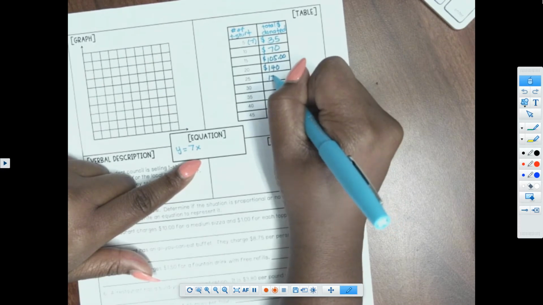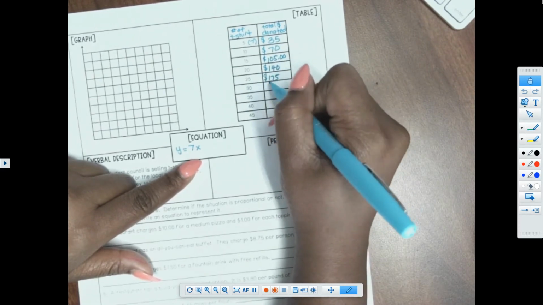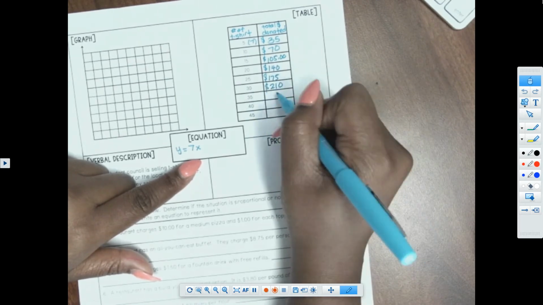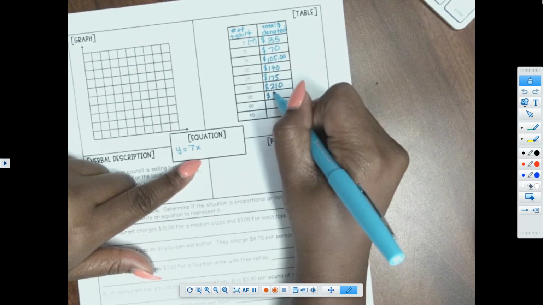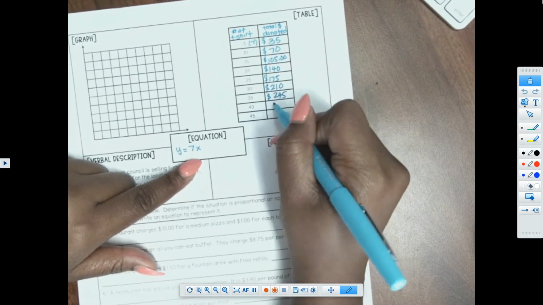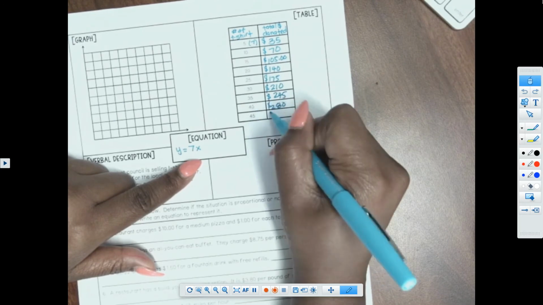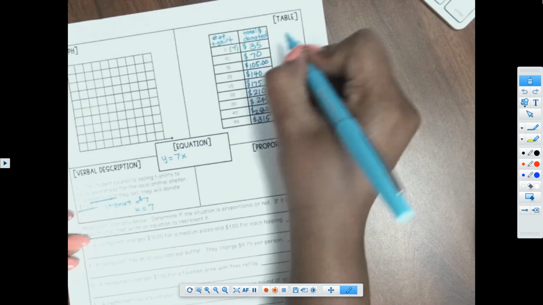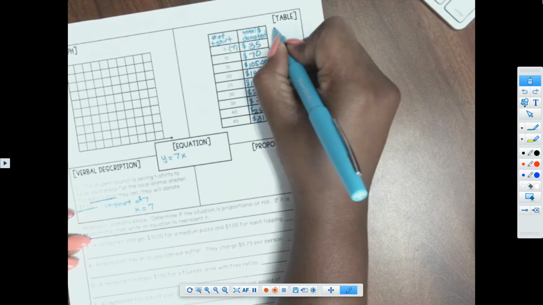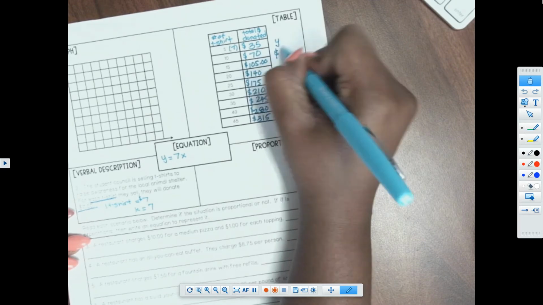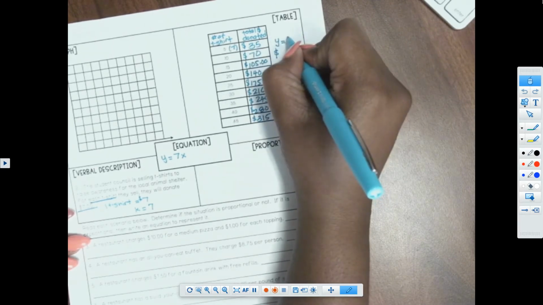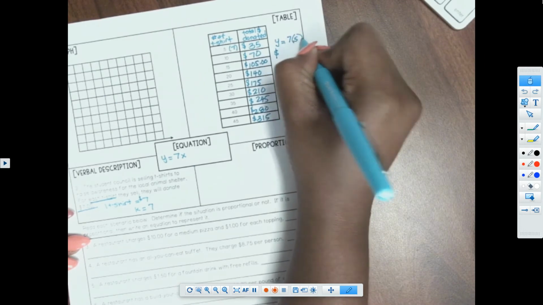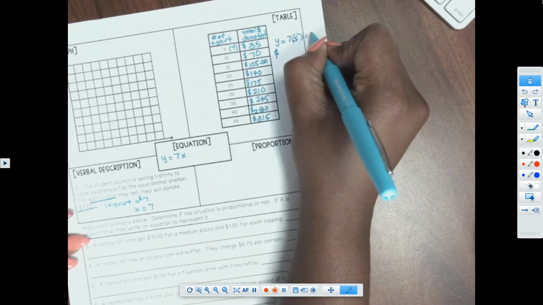25, $175. 30 is $210. 35 is $245. 40 is $280. And 45 is $315. And remember the way that I'm getting these numbers, right? Because my money, which is Y, is when I multiply 7, which was my constant, times each shirt that I made. So 5, right? And this is how I got 35.